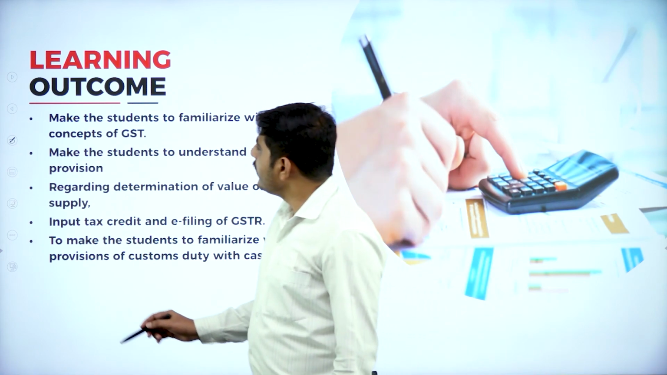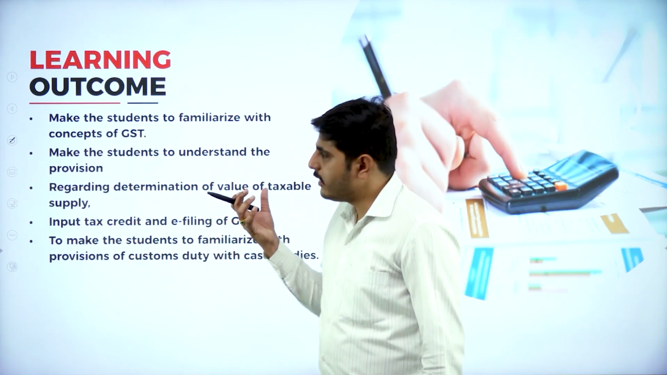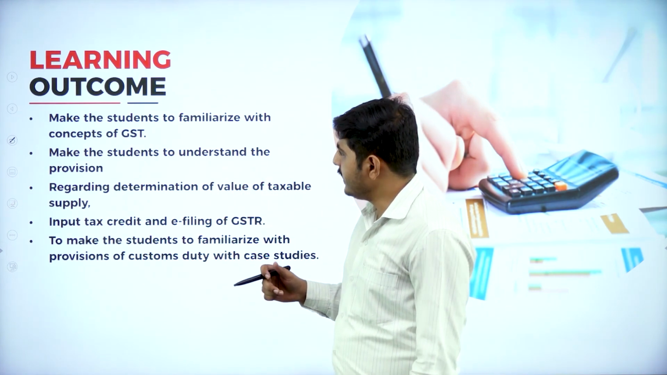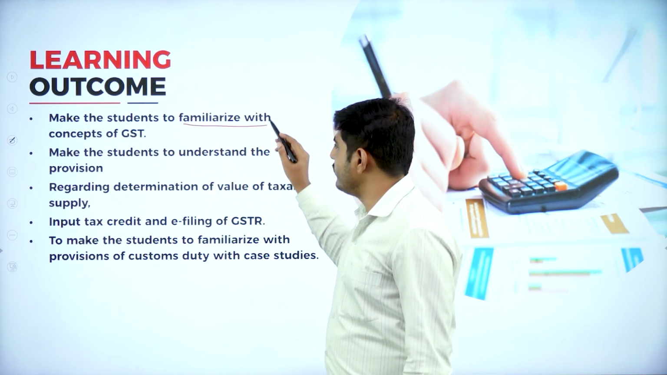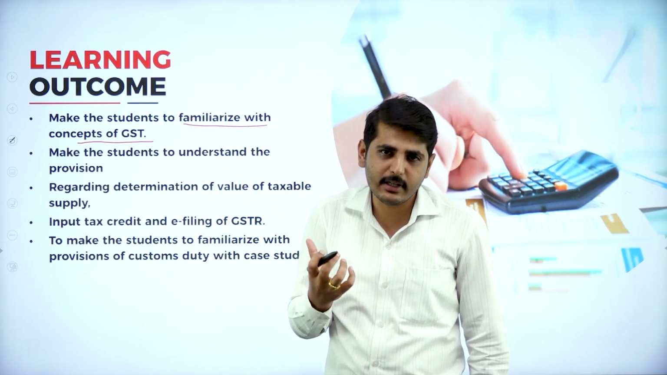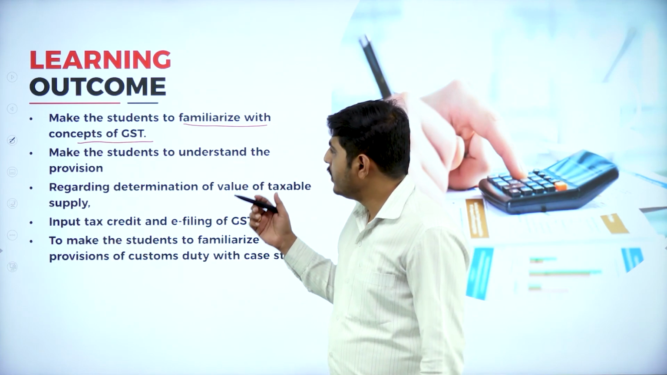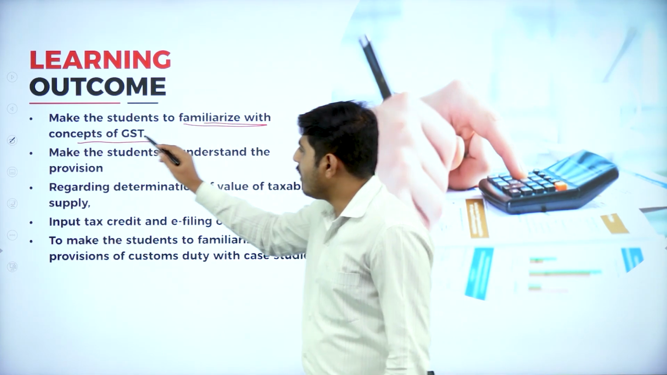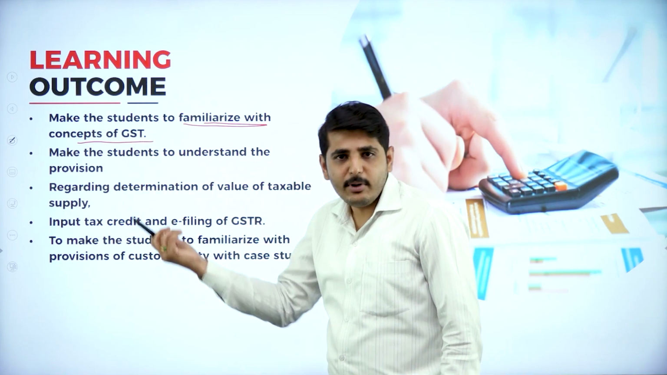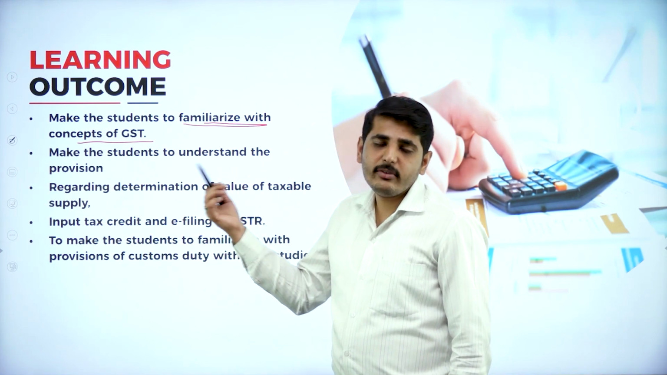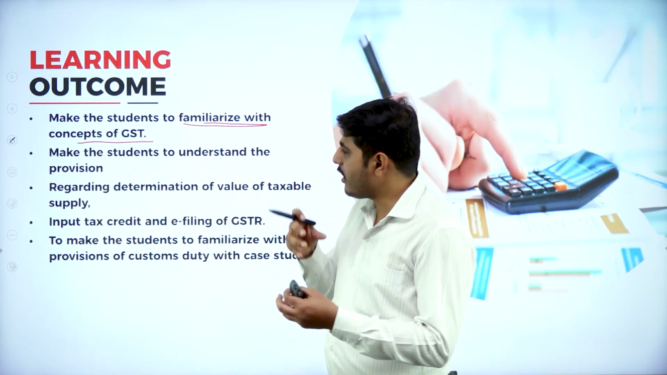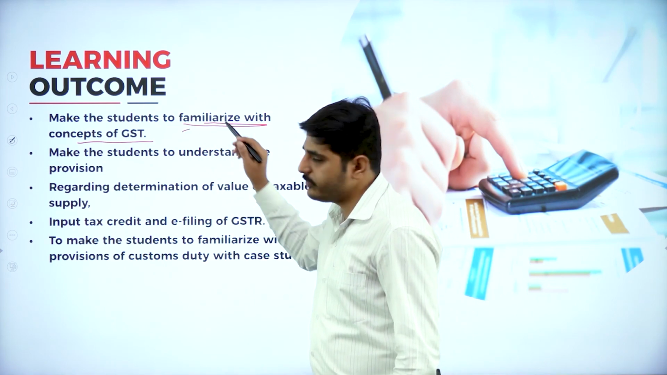Next one, learning outcome. What are the advantages, what are the objectives, what are the outcomes you will get after learning GST? To make the students familiarize with the concept of GST. The main objective of this syllabus or this chapter is to make students familiarize with the concepts under GST. For example, registration of GST is there, custom duty is there, input tax credit is there, value of supply is there, returns is there. So under this chapter, what are the steps, what are the concepts we will study? This is the main objective of this chapter.